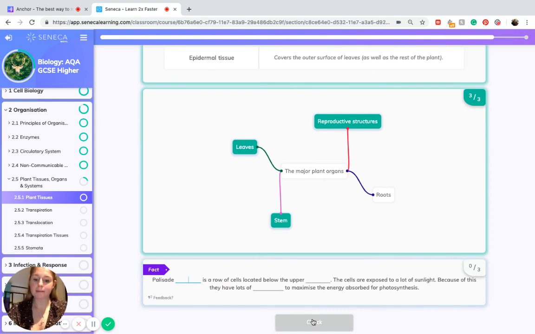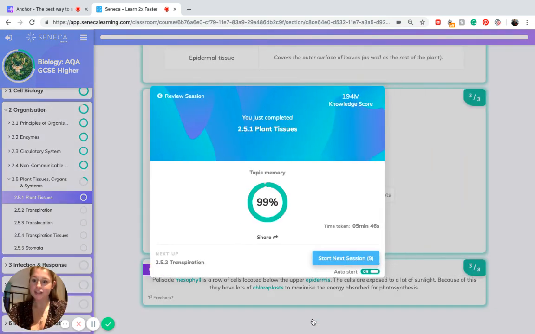For the palisade mesophyll, which are the row of cells located below the upper epidermis, the cells are exposed to a lot of sunlight because they are near the top of the leaf. Because of this, they have lots of chloroplasts, which contain chlorophyll, to maximize the energy absorbed for photosynthesis. So that brings plant tissues to an end.